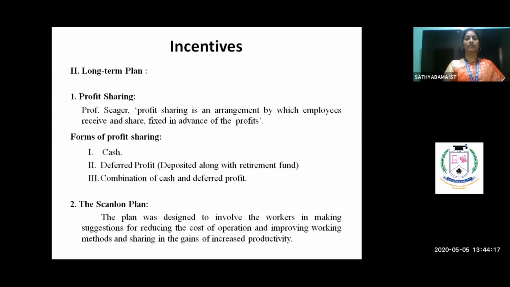This is given in three forms. One is cash form, another is deferred profit, that is, a percentage share of profit is deposited in the retirement fund.